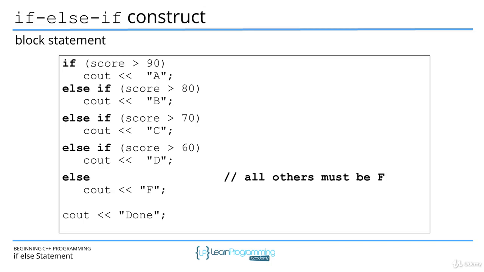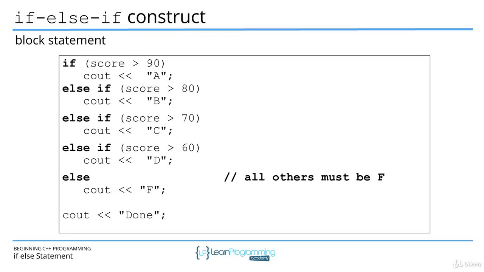Suppose the student scored a 75. First, we check to see if the score is greater than 90. It isn't, so we go to the next else if, score greater than 80. Again, it's not true. Then we check score greater than 70. Now it's true, so we display a C and we're done. No other conditions will be checked, so we continue to the last output statement and display done.